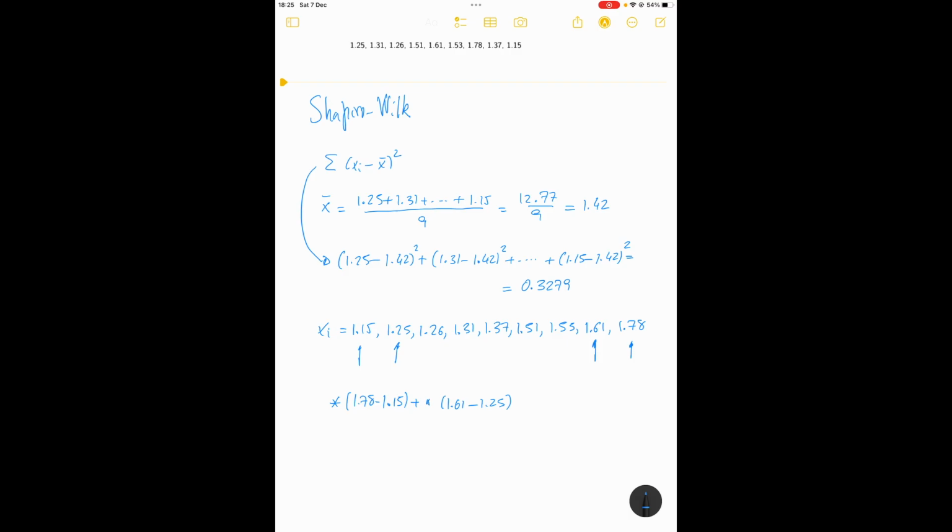by another number, plus 1.53 minus 1.26 by some coefficient, plus this one, 1.51 minus 1.37, with some coefficient. I'll tell you now where it comes from. Okay, and this one, because it's odd and it's left over, we don't do anything. This one, you forget it. If we had 8 points instead of 9, which is even, there would be nothing to forget. So how do we get these numbers? We get them from a table that I will show you next.